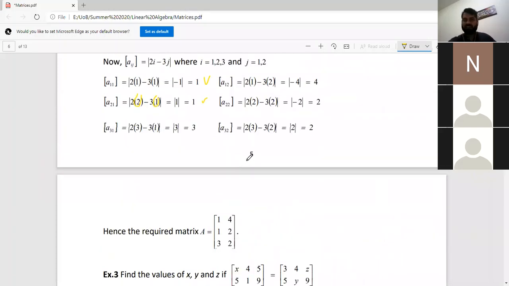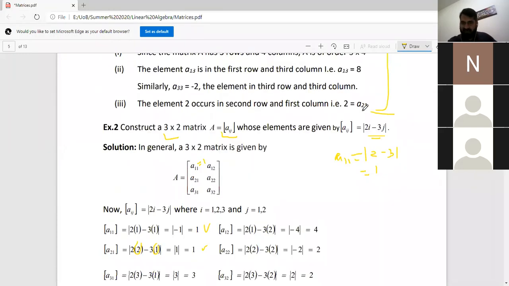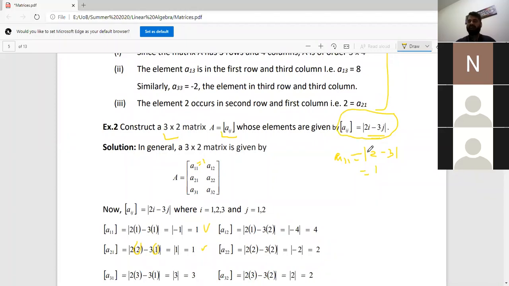So sometimes a general element, this is called the general element Aij of the matrix, is given in terms of i and j. We can put the values of i and j and find all the entries of the matrix. And how do we know where we have to stop? This order will tell you where you have to stop, because the order is 3 by 2, so I have to just complete 3 rows and 2 columns. Okay.